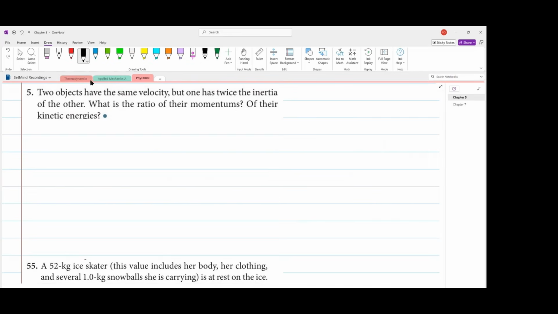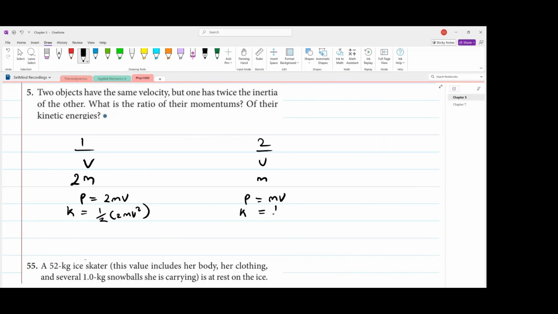But let's look at it. So we have object 1, object 2. Same velocity, but object 1 has twice the inertia of the other one. So if this has 2m, then this has m, right? So that means the ratio of their momentum, this momentum is going to be 2mv, but this momentum is going to be mv. And this kinetic energy is going to be 1/2 times 2mv squared. And this kinetic energy is going to be 1/2 times mv squared.